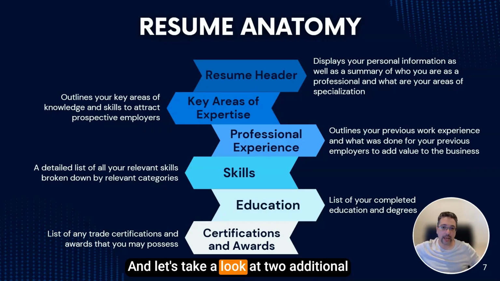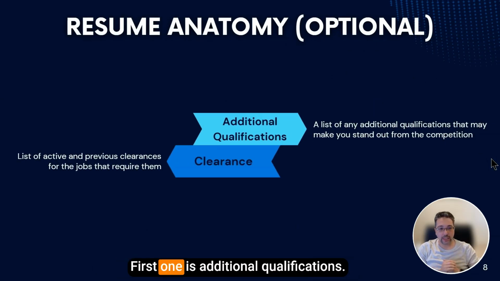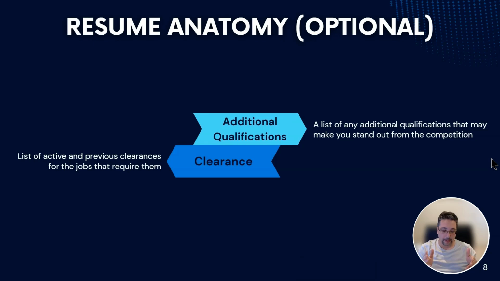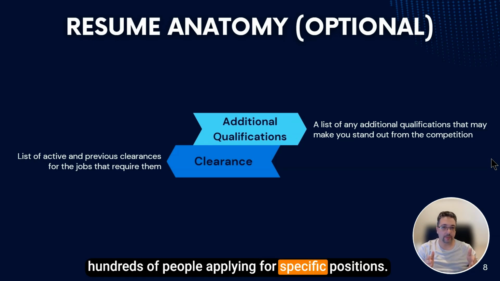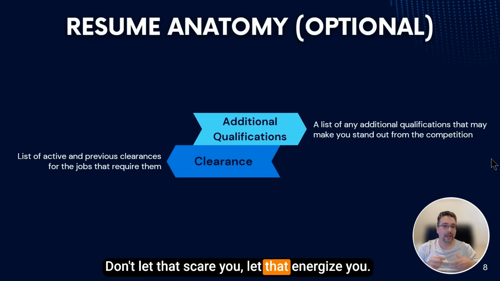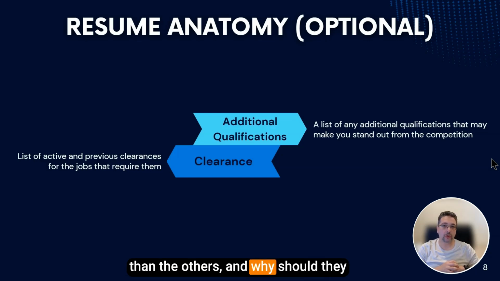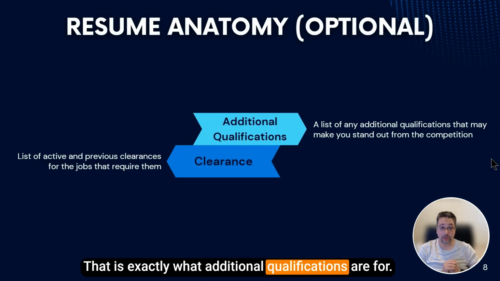And let's take a look at 2 additional optional titans that you can put in your resume, which can be very, very helpful. First one is additional qualifications. It's a list of any additional qualifications that may make you stand out from the competition. You need to understand that you may be among hundreds of people applying for specific positions. Don't let that scare you. Let that energize you. You need to stand out from the crowd. You need to point out how you are better than the others and why they should look at you and not at the other people. That is exactly what additional qualifications are for.